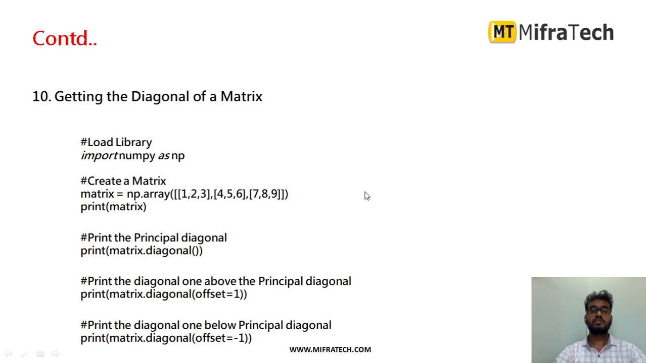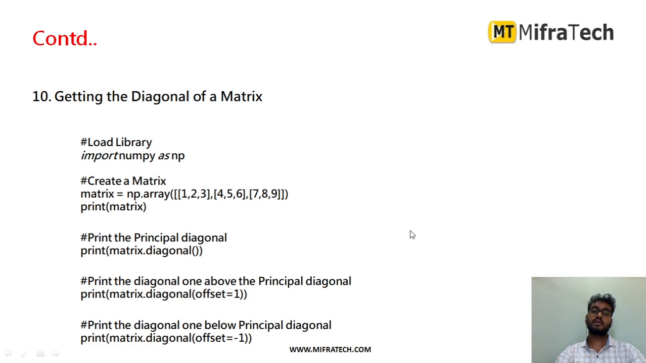So we can also calculate the diagonal of a matrix. To do that, first we have to import numpy as np, then we create the matrix as usual. After creating the matrix, when we want to print the diagonal of the matrix, we can use only a single command, that is matrix.diagonal. If I just print matrix.diagonal, I am going to get the diagonal of this matrix.